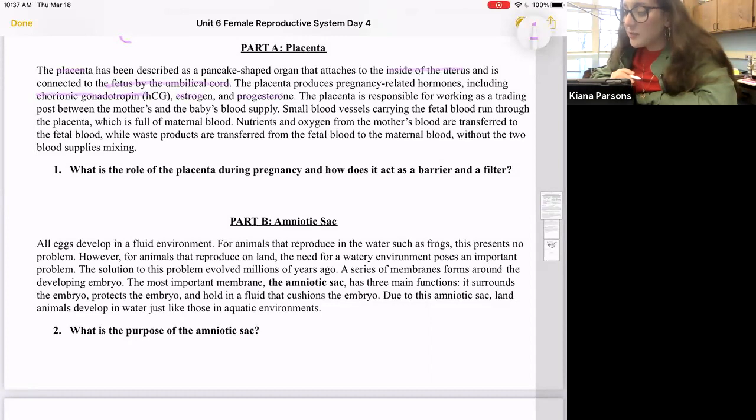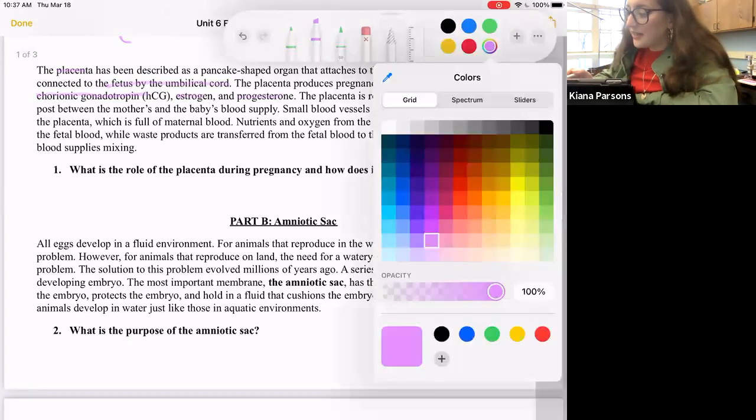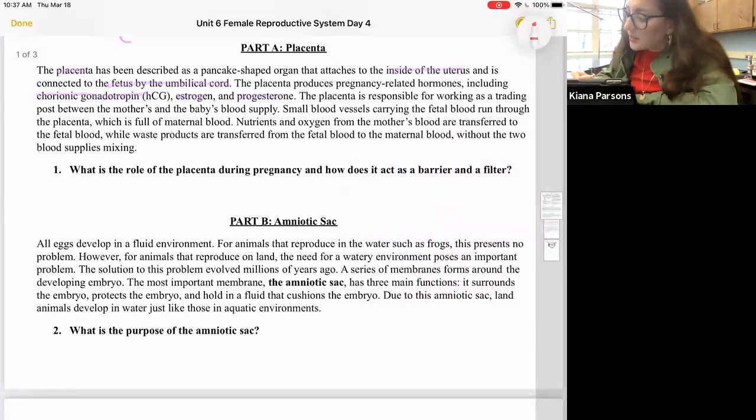The placenta is responsible for working as a trading post, and we're going to emphasize this in a different color because this is really the most important thing about the placenta. The placenta is responsible for working as a trading post between the mother's and the baby's blood supply. So this is the job of the placenta, to filter the mother's blood supply, but also ensure that the fetus is adequately supplied with blood and nutrients.